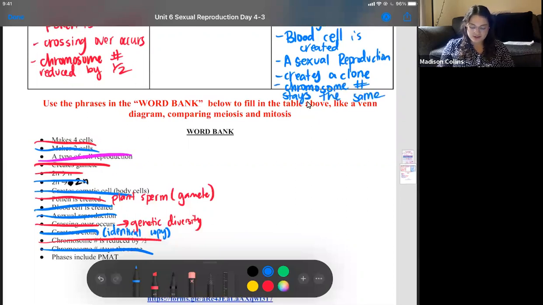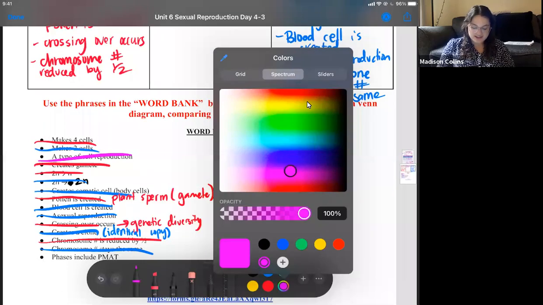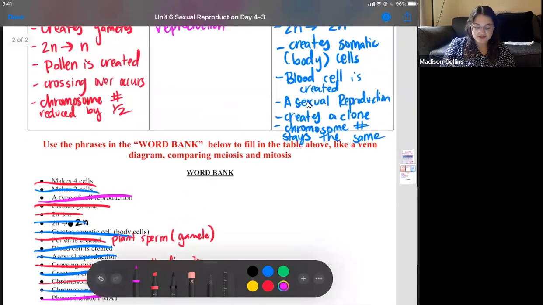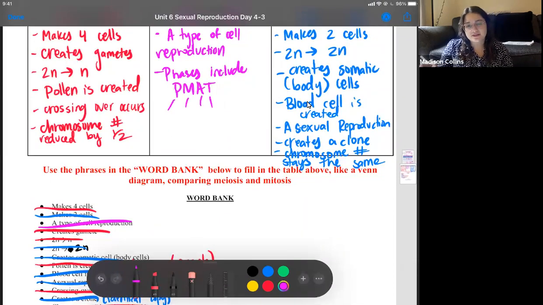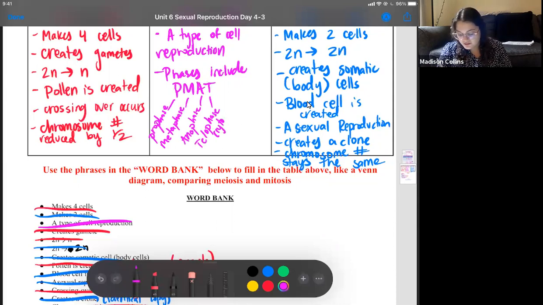And last but not least, phases include PMAT. That is a characteristic of both mitosis and meiosis. Okay, so I told you guys not to worry too much about memorizing those different steps of mitosis and meiosis, but we do need to know that PMAT stands for prophase, metaphase, anaphase, and telophase. And we usually lump cytokinesis into that process of telophase as well, when the cell actually splits.